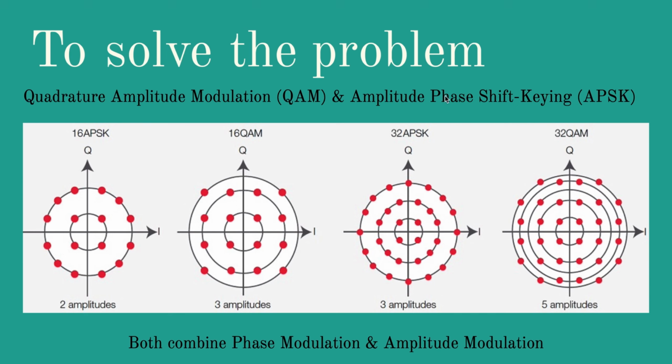To solve the problem, engineers introduced QAM and APSK, which are quadrature amplitude modulation and amplitude phase shift keying. It works by introducing more phases and different amplitudes in each phase. So it is easier to detect because the symbols are not close to each other but have different amplitudes. You can see here 2 amplitudes, 3 amplitudes, up to 5 amplitudes. APSK and QAM both combine phase modulation and amplitude modulation, so it is easier to detect symbols.